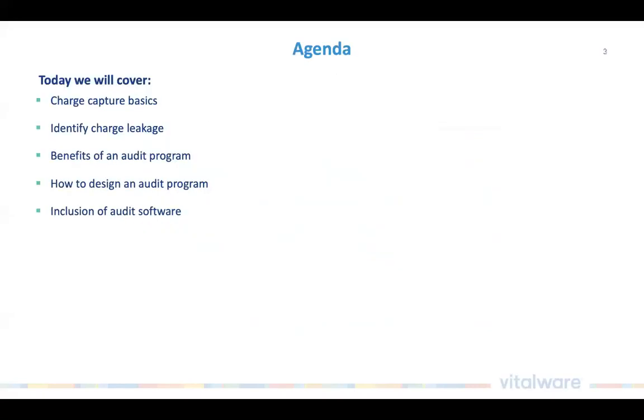Our agenda today is to go through just a quick overview of charge capture basics, how to identify charge leakage, the benefits of an audit program, how to design one, and then, do you need software?